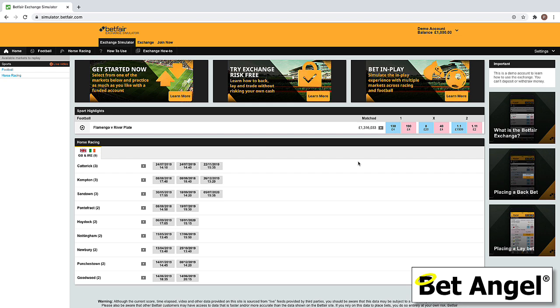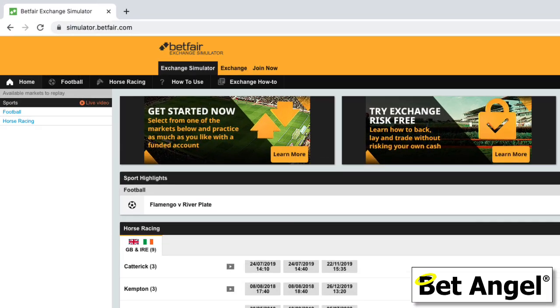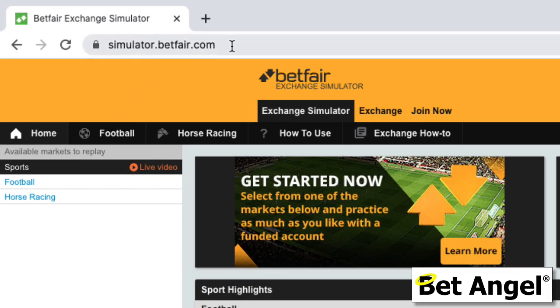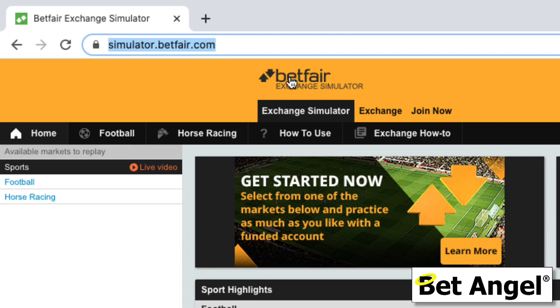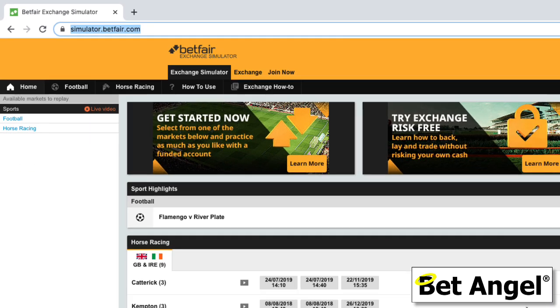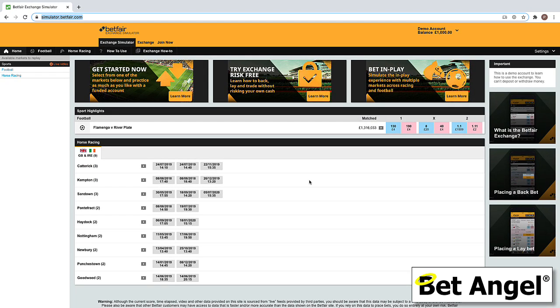But I'll also appraise it for people who are perhaps more familiar with the exchange concept and perhaps use a piece of software like BetAngel. Now, if we look at the URL, you just visit simulator.betfair.com. That's how you would find this particular simulator. And then when you join, you will be greeted with a screen that looks similar to this.